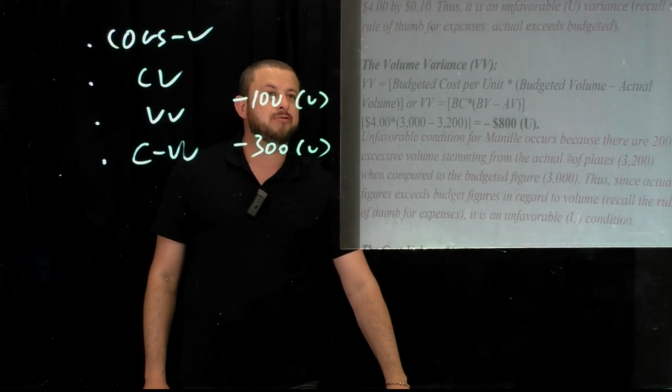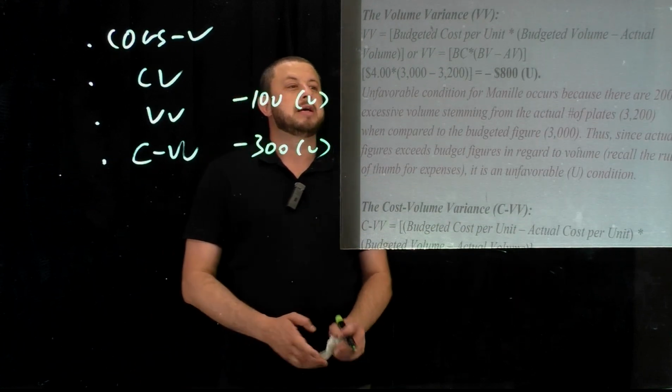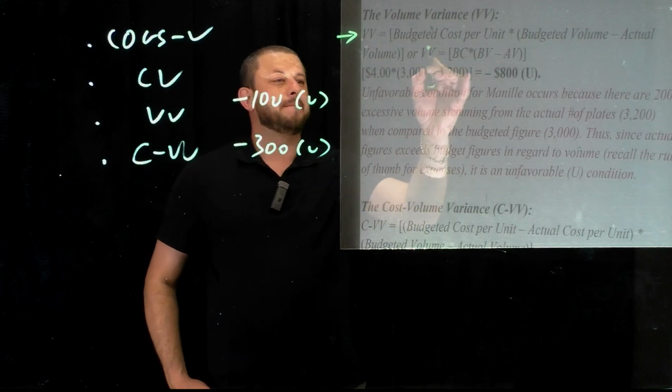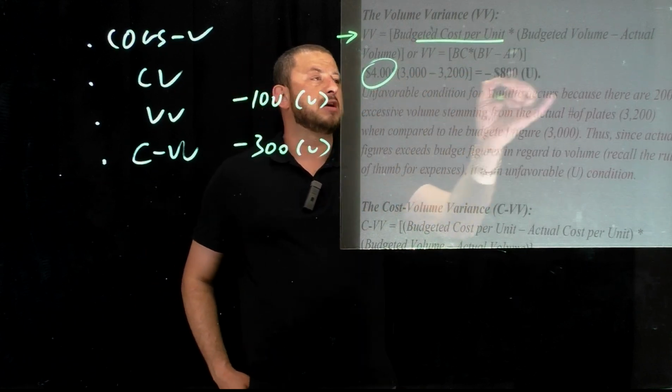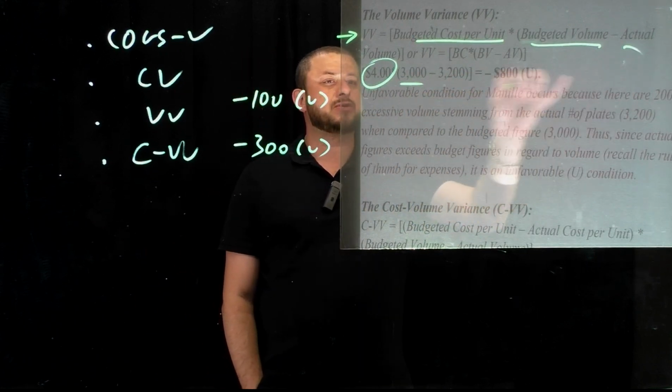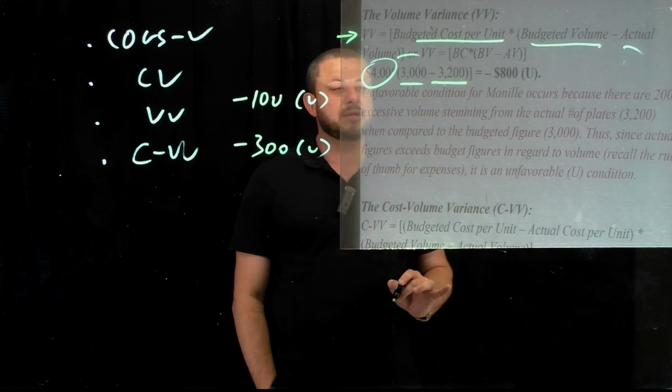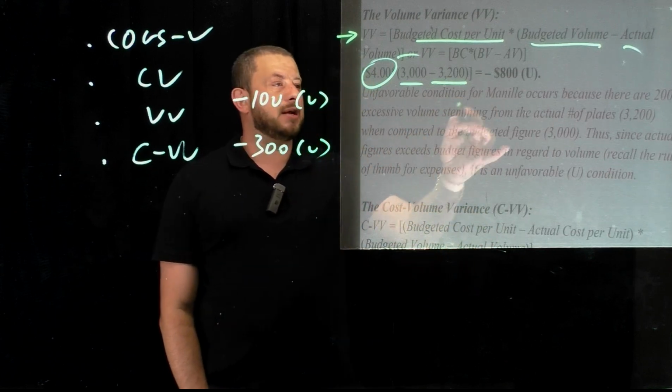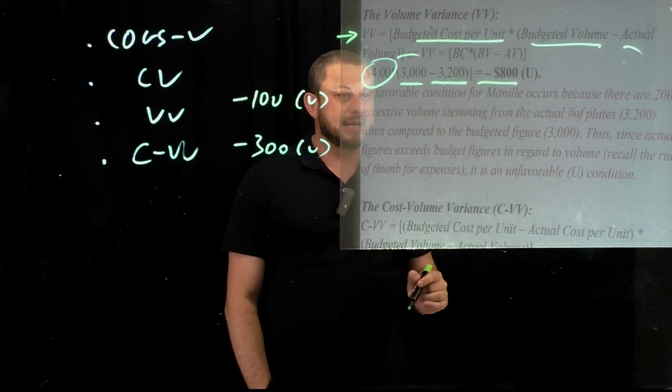Okay. How about the VV? How about the volume variance? This is the equation for VV. Budgeted cost per unit is $4. Budgeted volume 3,000. Actual volume 3,200. Sorry. When I analyze it, it's negative 800 again.